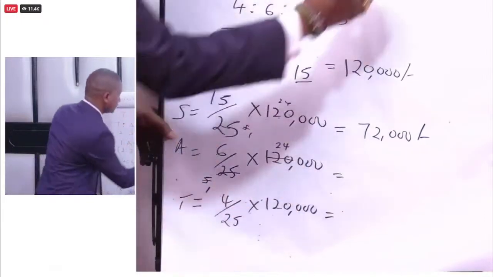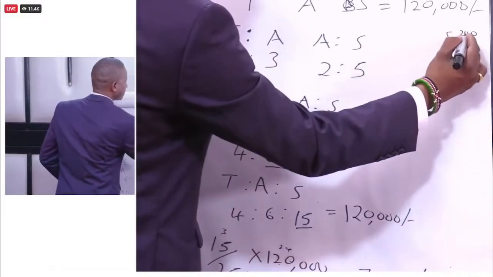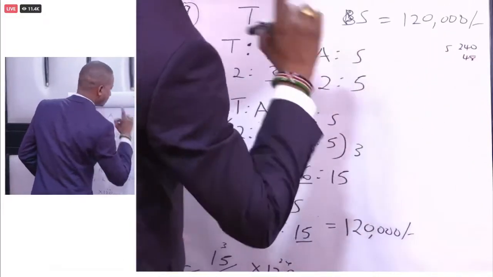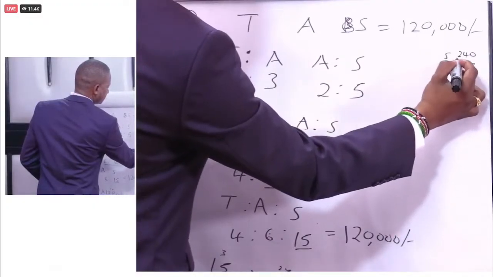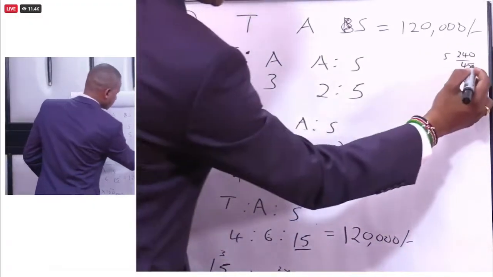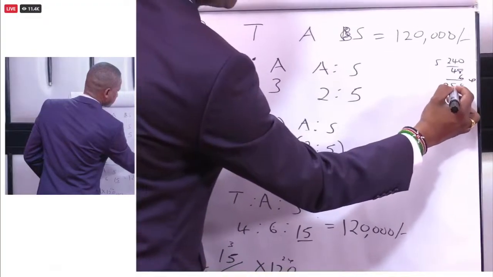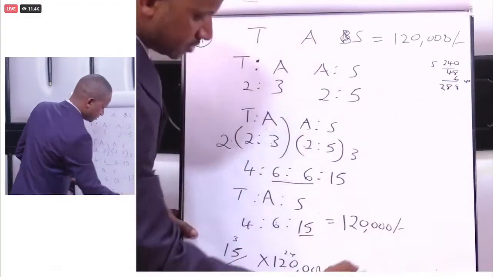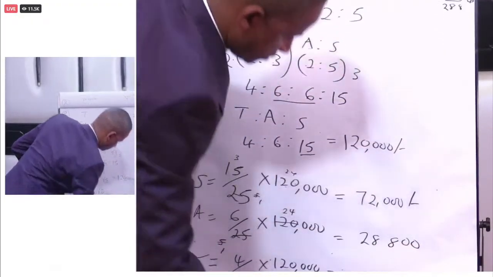5 into 240. Let me do some rough work. You just use a calculator. This is a simple thing. This is 48. Then times 6. This is 48, carry 4, 24, 28. So this person contributed 28,800.